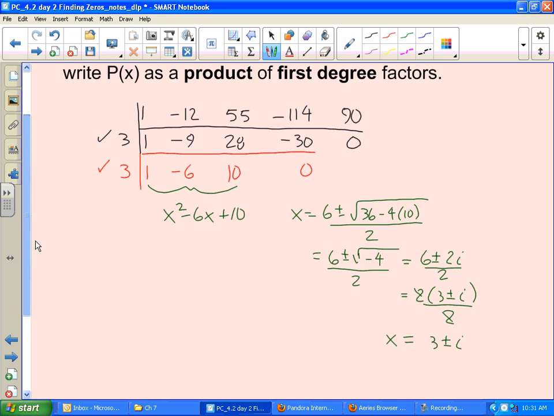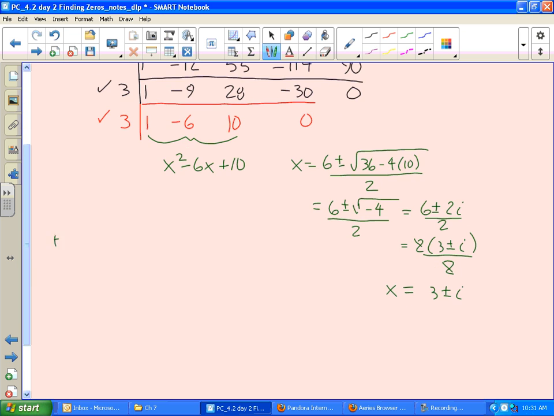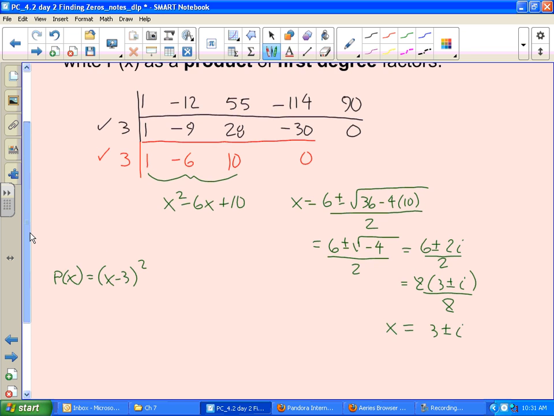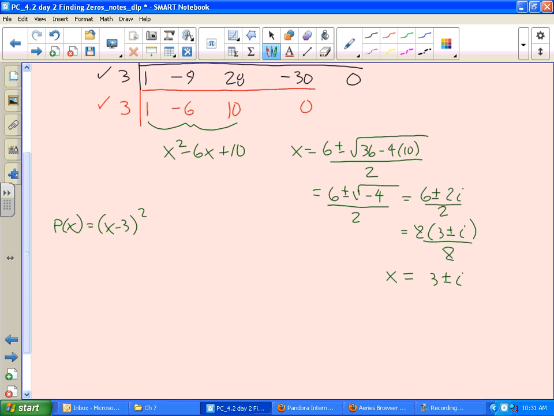So here's what I should have. I have p of x would equal x minus 3 squared. There's our two real ones. And then the two imaginaries, remember we did this yesterday. Always go x minus. And then we're subtracting a 3 plus an i, but we're also subtracting a 3 minus an i. These guys are called conjugates, remember.